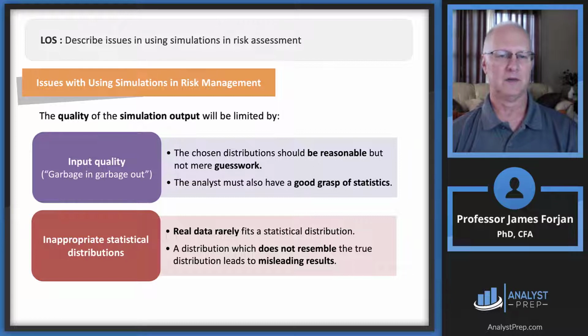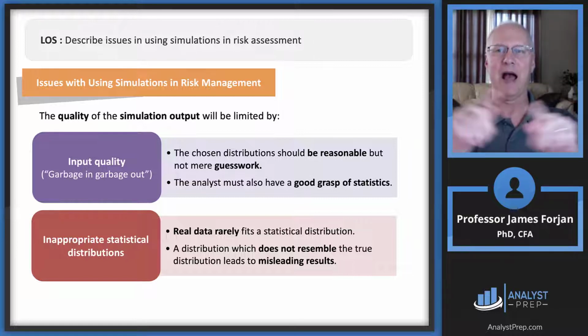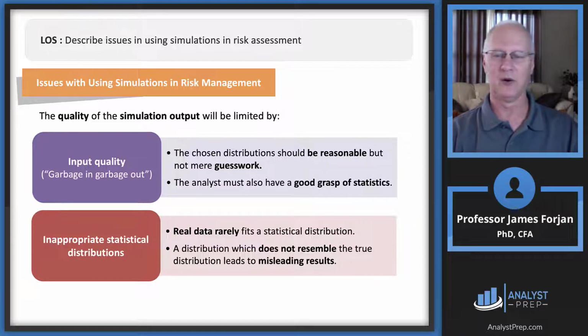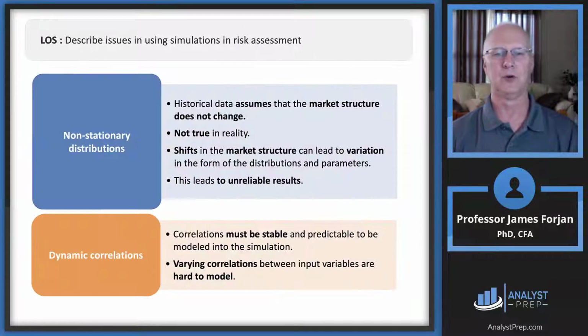Look at that circle point there in the bottom. Real data rarely fits a statistical distribution. And so this is a big challenge: you think you might have a normal or a nearly normal distribution. And in fact, even if it's nearly normal, you might have some of those outliers. You might have kurtosis, you might have skewness, you might have all these other things, which would lead to poor decisions in the end.